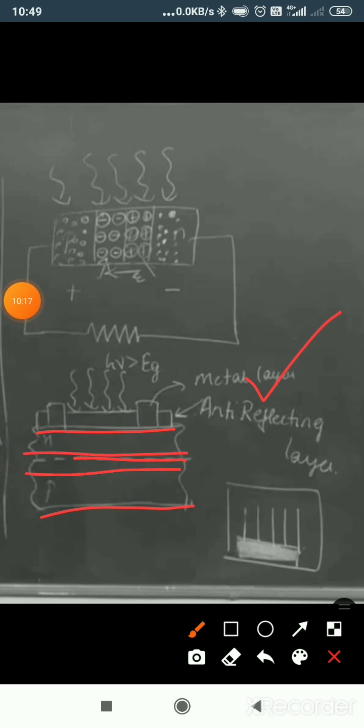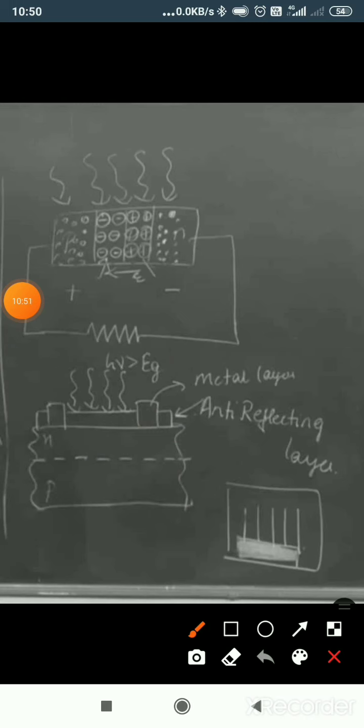So here we have a junction. This is the N layer and this is the P layer, and here is the space where the light energy will fall on the particular N region. That light energy which falls on the N region should be greater than Eg. Then only the electron-hole pair will be generated. Eg is nothing but the energy gap between the valence band and conduction band. So the light energy which falls on the N layer should be greater than the energy band gap.